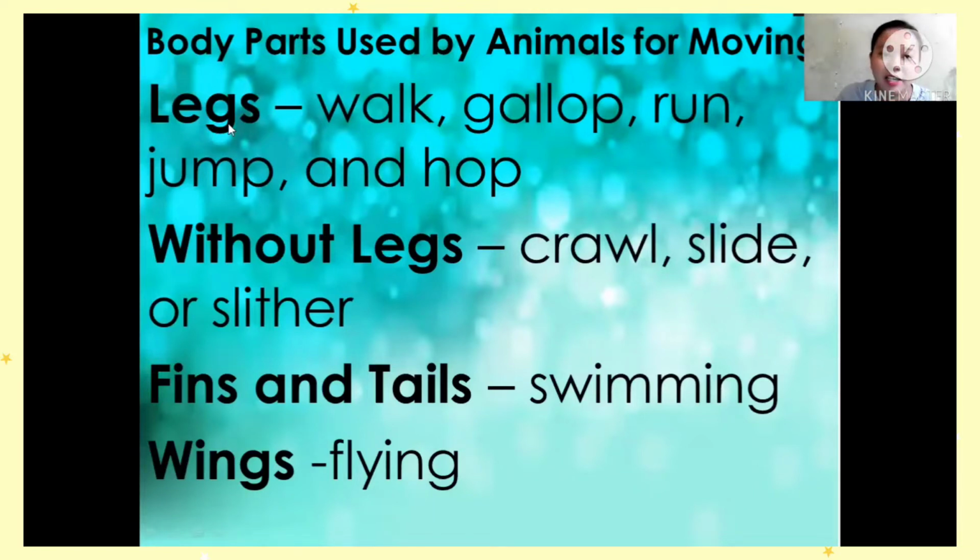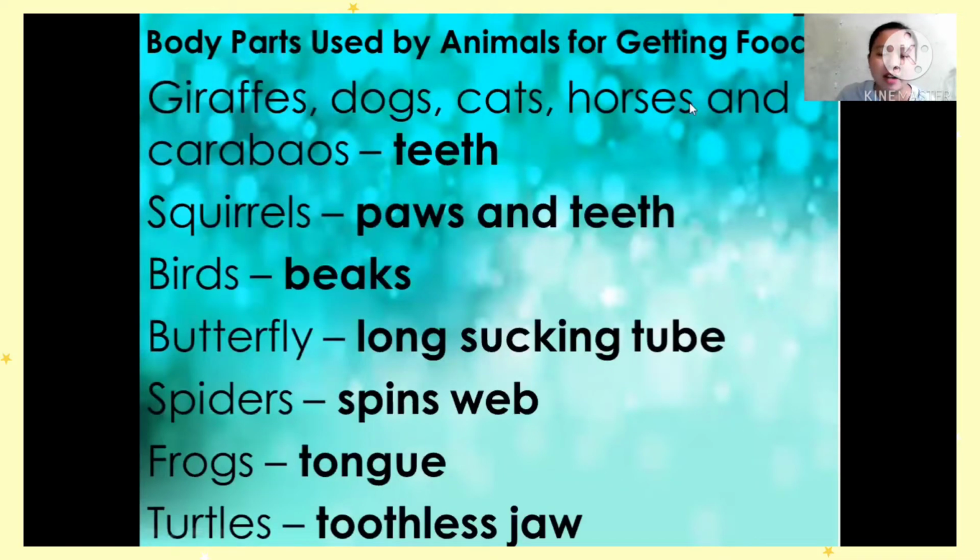So, legs, they use it for walking, galloping, running, jumping, and hopping. The animals without legs are crawling, sliding, or slithering. And then others use fins and tails for them to move. Of course, yung mga fish natin, they swim. And the wings, they are using it for flying, like the butterflies, the birds, alright? And other insects.